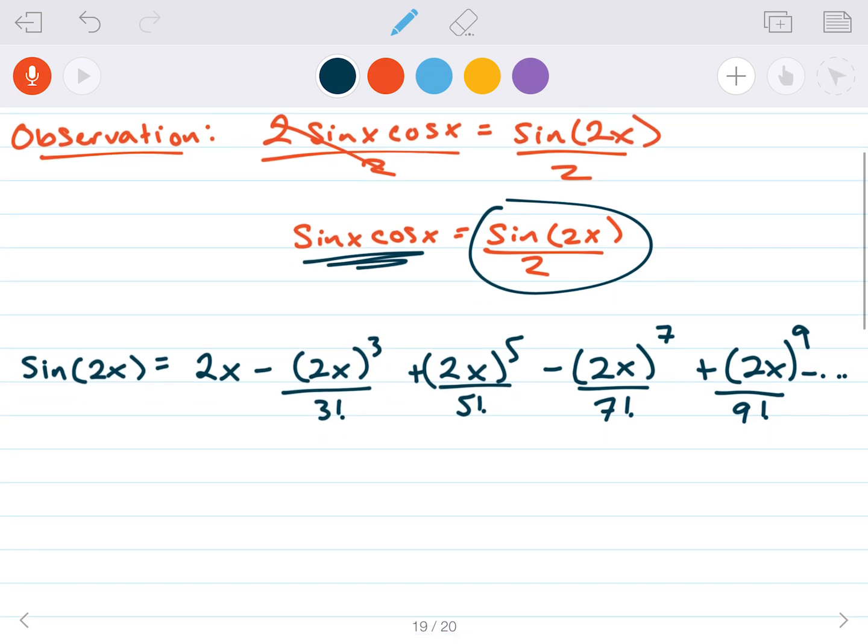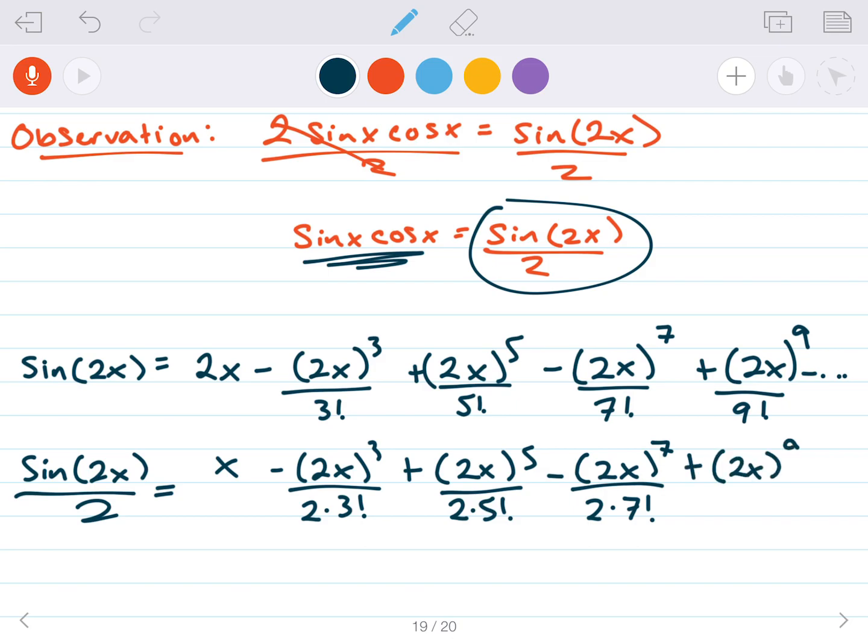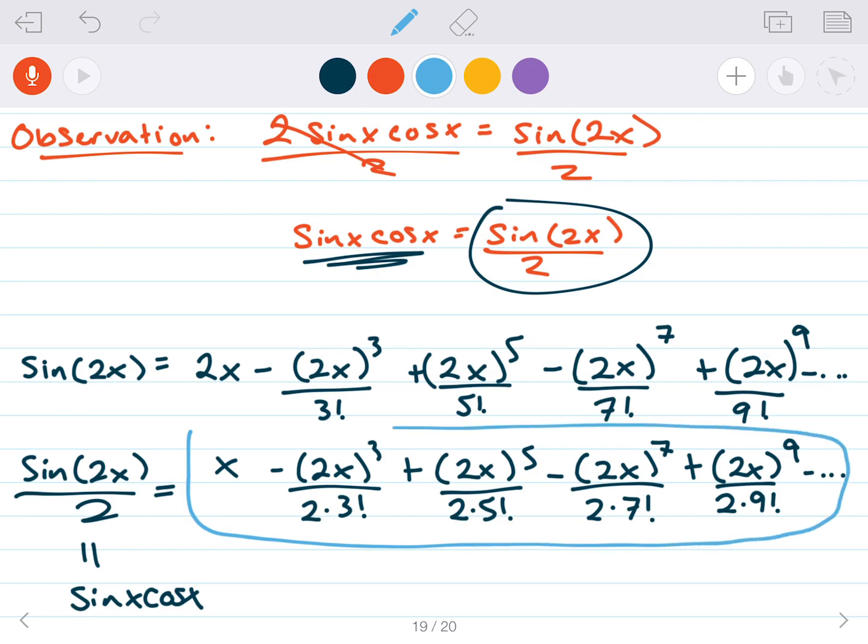Now what about sine of 2x divided by 2? Well, we just divide everything by 2. So 2x divided by 2 is x. The second term divided by 2, I'm going to be lazy and not really simplify anything. That's just 2 to the third over 2 times 3 factorial plus 2x to the 5th over 2 times 5 factorial, and so forth. And the pattern continues. And remember, this is equal to sine of x cosine of x. We have a trig identity that tells us that. So this is going to be my Taylor series expansion for this.